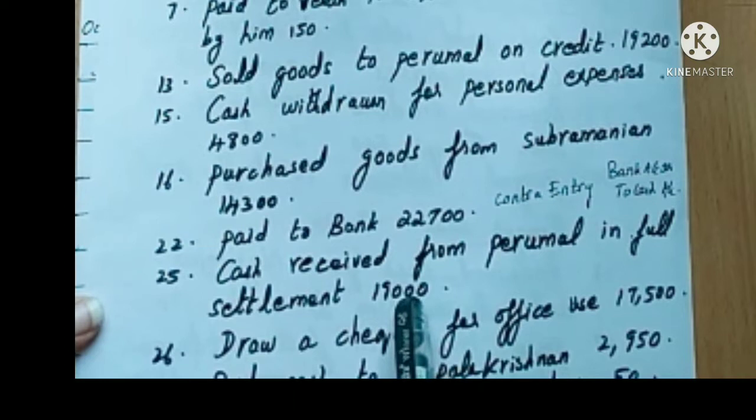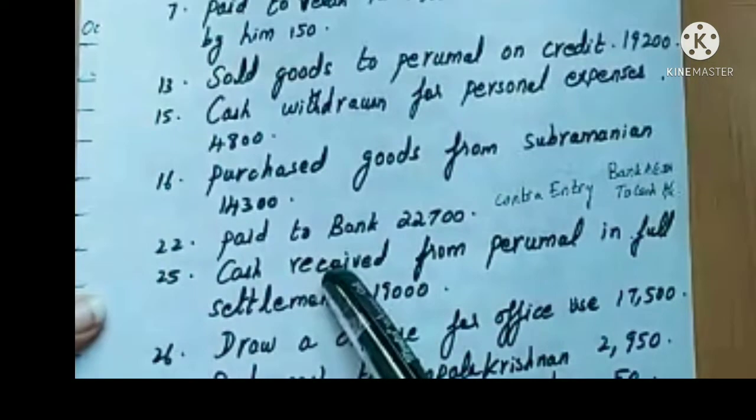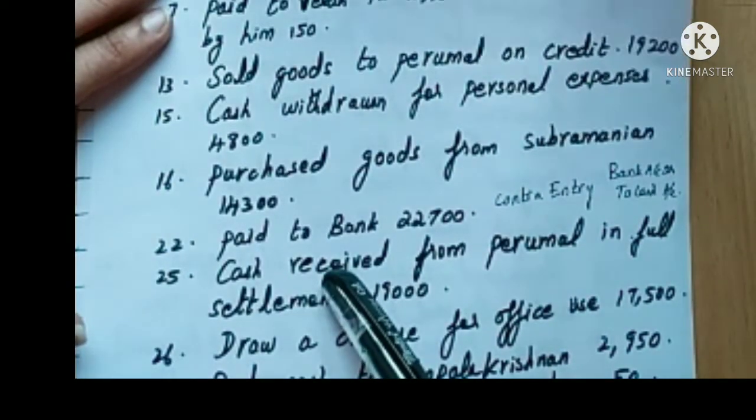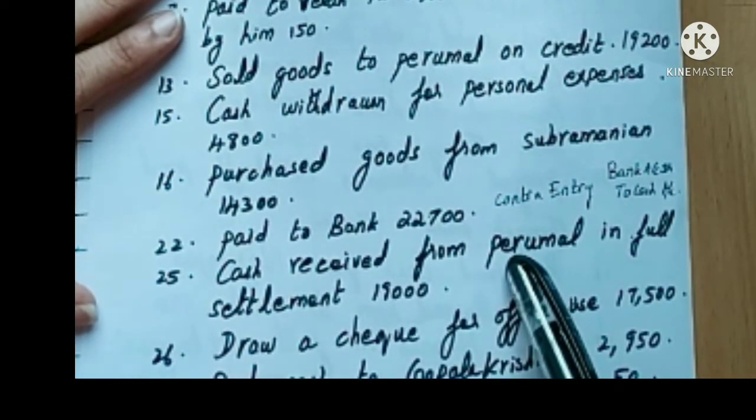Discount allowed by us is a loss. So we will show it on the debit side of cash book. The entry is cash account debtor. Why are we debiting cash account? Cash is coming in, isn't it? So cash account debtor. And who is the giver? Perumal is the giver, to Perumal account.